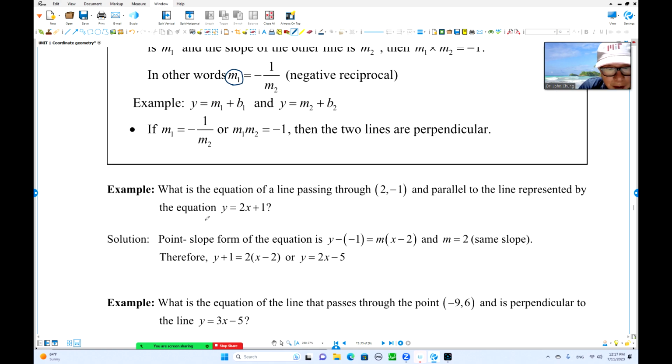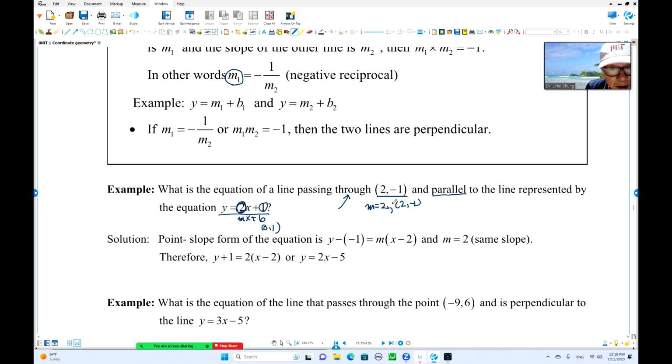Okay, so we're going to have some examples over here. What is the equation of the line passing through this point, but the line is parallel to this line? Parallel means it must have the same slope. The slope of this line is 2. That is mx plus b, right? The y-intercept is 1, but the slope is 2. This line also has the slope 2, okay? Same slope. So the slope is 2 over here, and it passes through this point.